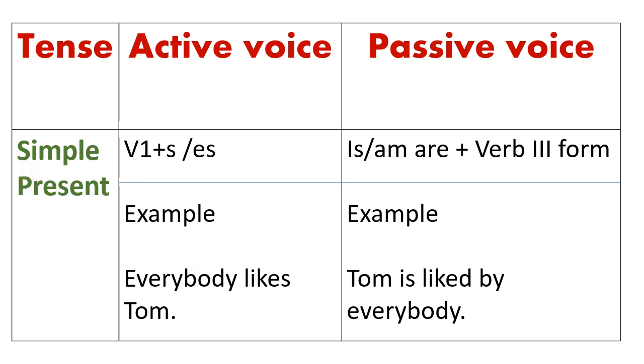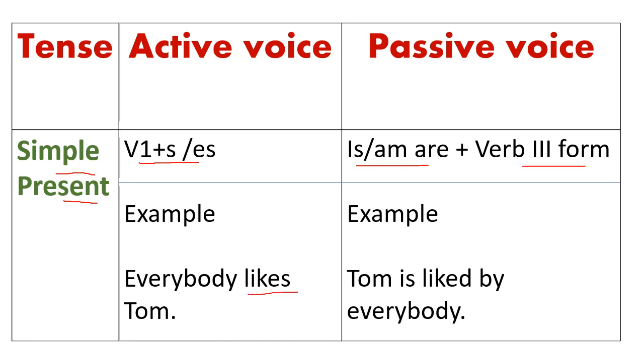See, the first tense is simple present tense. So basically what is the rule of simple present tense? V1 plus S or ES. That is the rule for active voice: verb first form plus S or ES. When we change it into passive voice, the rule will be is, am, are plus verb third form. It is very clear to everyone that in passive voice we will always use verb third form. You have to just learn the rules for changing auxiliary verbs. So see with the help of an example.